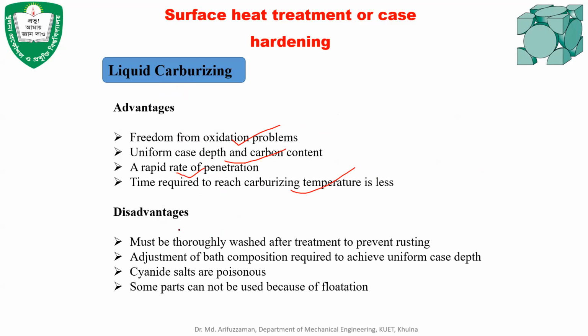And the disadvantages are: parts must be thoroughly washed after treatment to prevent rusting, and adjustment of bath composition is required to achieve uniform case depth. Cyanide salts are poisonous, so it is very dangerous to handle, and some parts cannot be used because of flotation. Some of the parts will float to the surface, so they will not give you proper carburizing. You need to have the proper means to keep them submerged in the liquid bath.